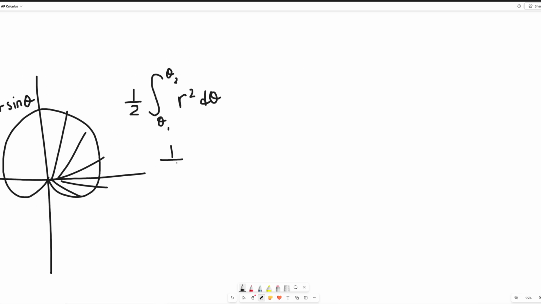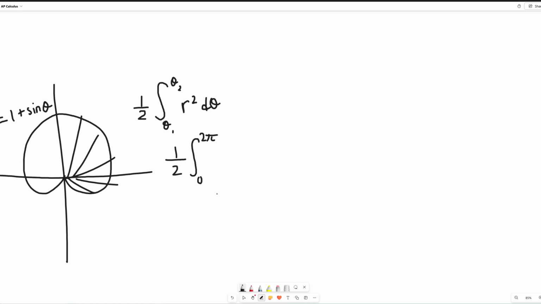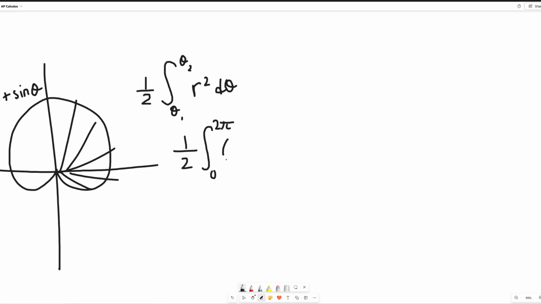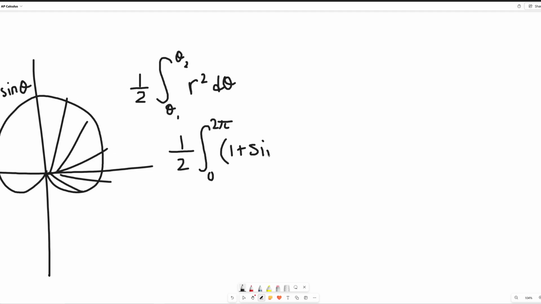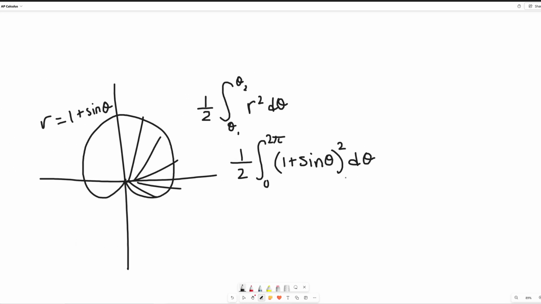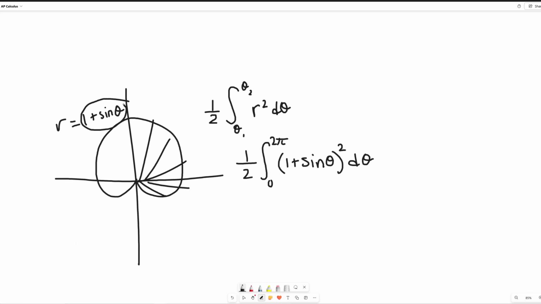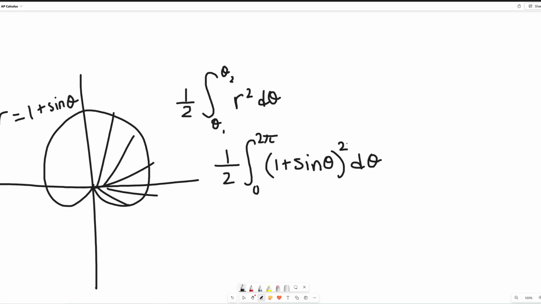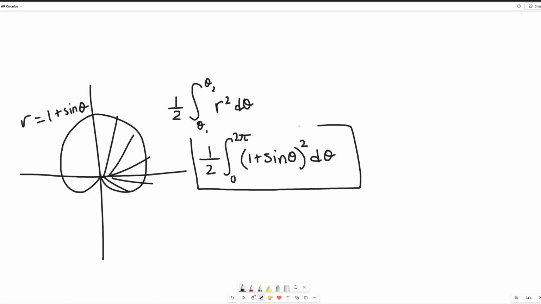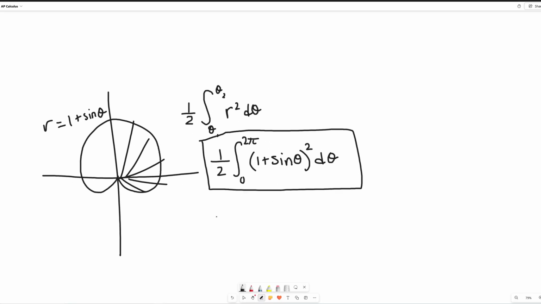All you have to do is integrate 1/2 from theta 1, which is 0, and theta 2, which is 2 pi. 0 to 2 pi gives the entire radius of r squared. So 1 plus sine theta, everything squared, d theta. So do not make the mistake of squaring the individual parts. This goes into parentheses, and then you square the whole thing right here. So this would give you the area of this function.